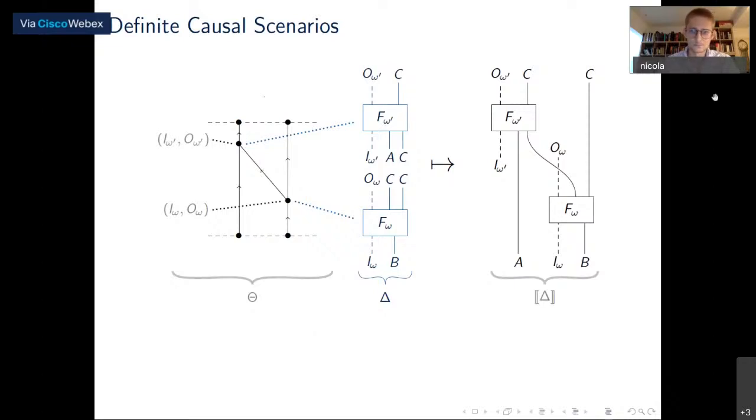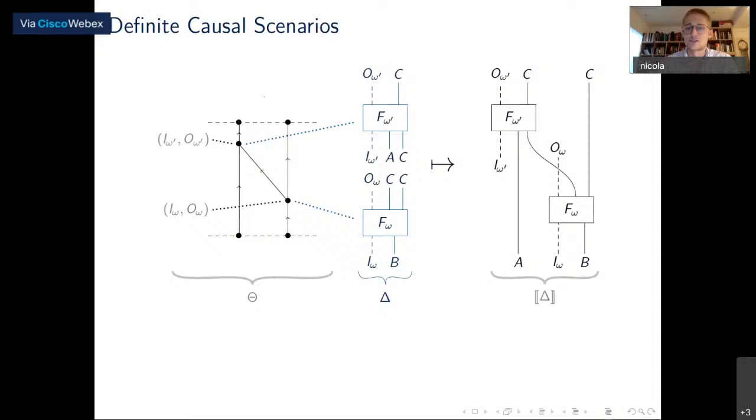So it's on a cyclic directed graph. Note that there are some input nodes and some output nodes, which are just defined to make everything compositional. But we are interested in the internal nodes, and those internal nodes are going to be called events. Framing just means that we give a total order on the incoming and outgoing edges for every event. Moreover, on each event, we assign the classical data of the input and the output for each node. So this is a definite causal scenario.